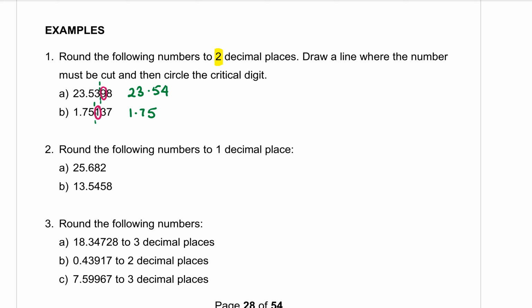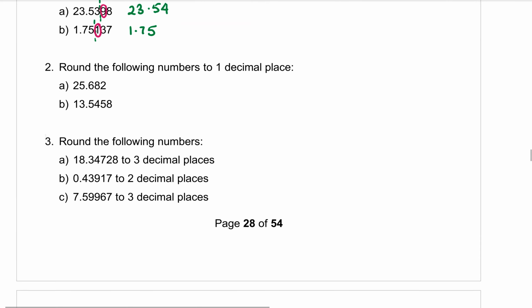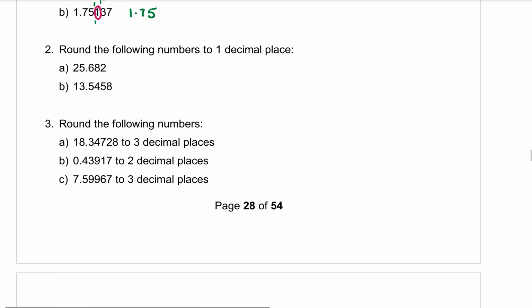Okay, we have some more practice here in question 2. Round the following numbers to 1 decimal place this time. So from the decimal point, 1 decimal place means I want that 6, and I want to chop off everything after that. So the 8 is the critical digit. Because it is 5 or larger, we need to round up the number that's right in front of the line, making it 25.6 rounds up to be a 7.